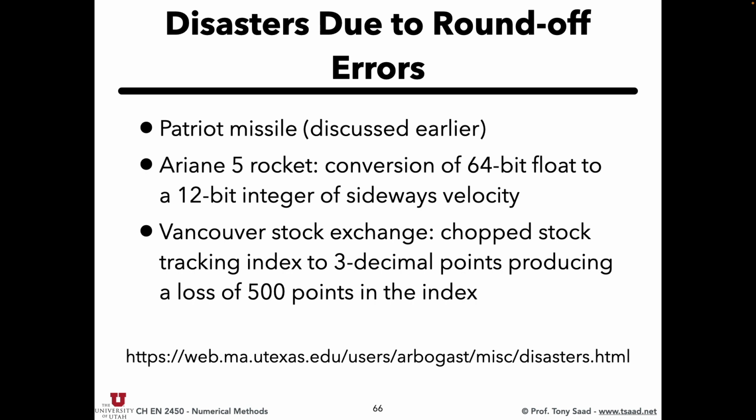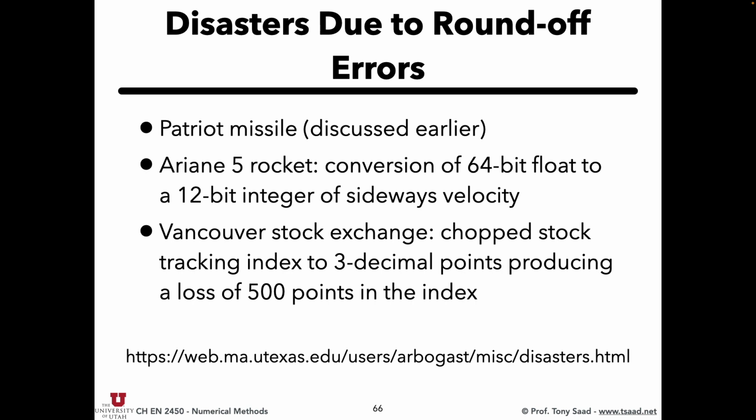Some other stories: there's a website that tracks round-off error stories. So the Ariane 5 I showed at the beginning of this lecture series, and the Vancouver Stock Exchange. It chopped its stock tracking index to 3 decimal points, producing a loss of 500 points in the index. That's a big deal. If you are an index investor, you put your money in the market. You don't know how to invest, you just buy the entire stock market and let it track things.